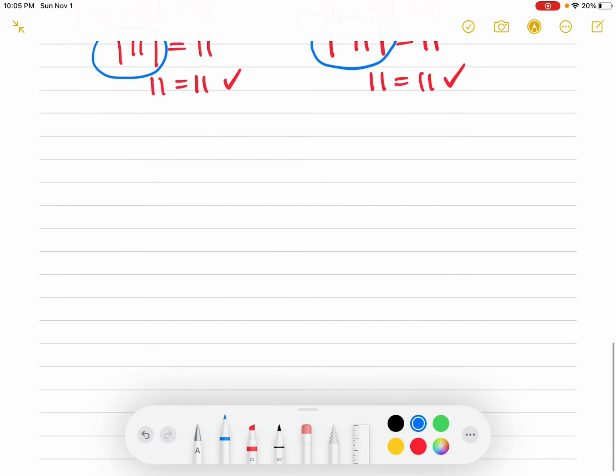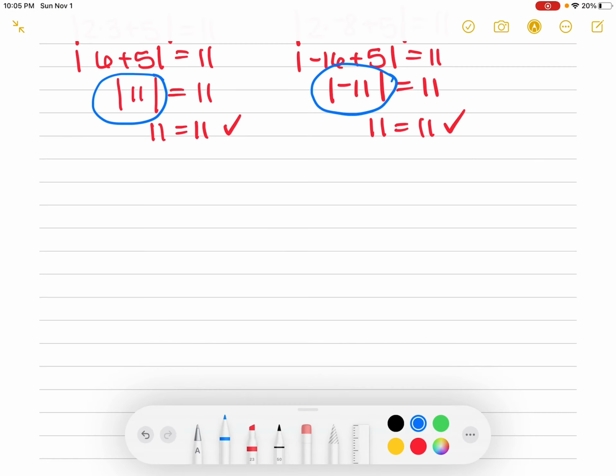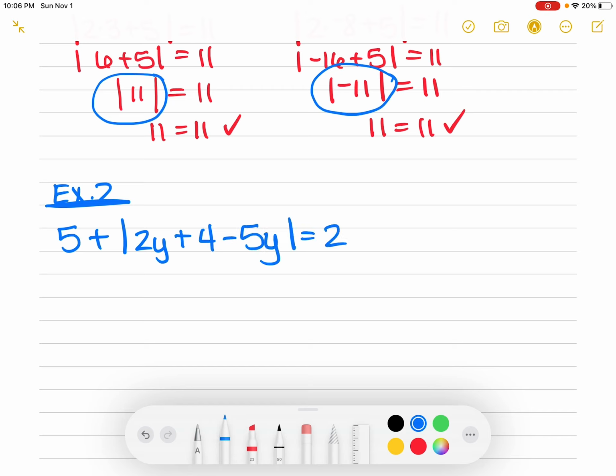Okay, let's do another example. And then we're going to be done. Just 2 examples today. Oops, sorry. Example 2 is a little bit longer. We have 5 plus the absolute value of 2y plus 4 minus 5y, in the absolute value, equals 21.